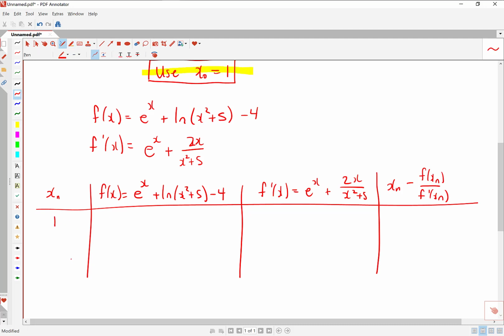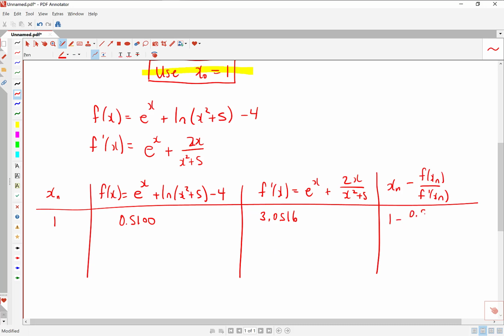So we're going to plug 1 in here, and then we're going to plug that into our function. Let's write everything down to 4 decimal places. So if you plug x equal 1 into your function, you would get 0.5100. And if you plug 1 into this derivative, so if you went e to the 1 plus 2 over 6, that would give you 3.0516.